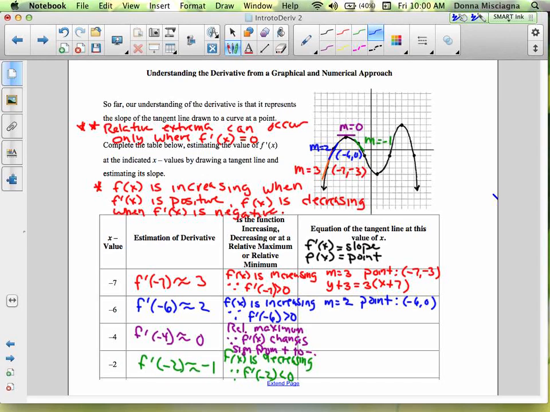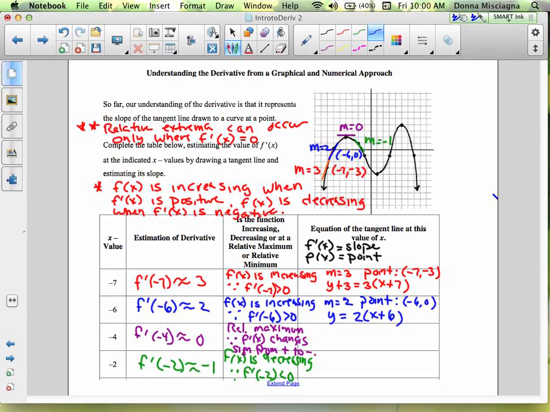Right? So we don't really need to write y minus 0, do we? So y equals 2 times x plus 6. Right? If you want, you can put y minus 0. But that's fine. Or if you want, you can put y equals 2x plus 12. Right? Those are all good equations.